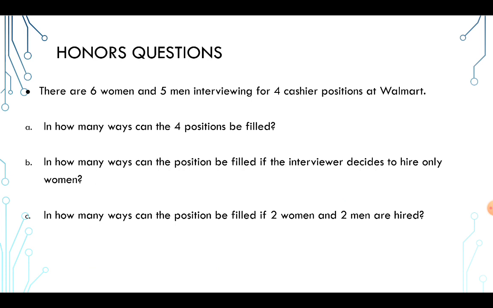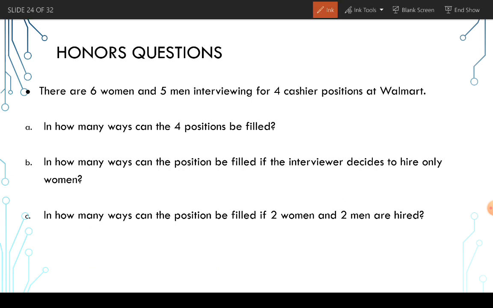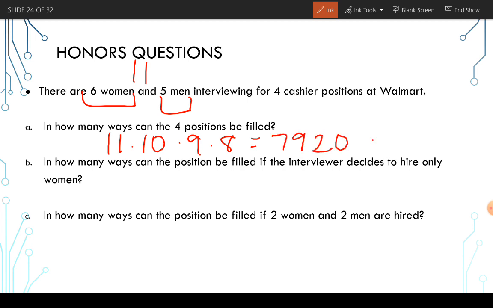All right, there are 6 women and 5 men interviewing for cashier positions at Walmart. How many ways can the 4 positions be filled? Okay, well, we're not given a total to start. We need to add these 2 together first. So we have 11 possible options. So we're going to do 11 times 10 times 9 times 8. We do not repeat, that's why our numbers are decreasing. Multiply these together, get 7,920 ways.